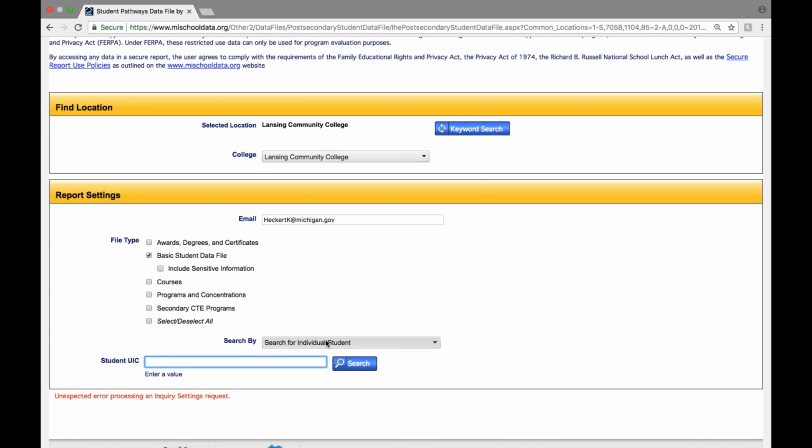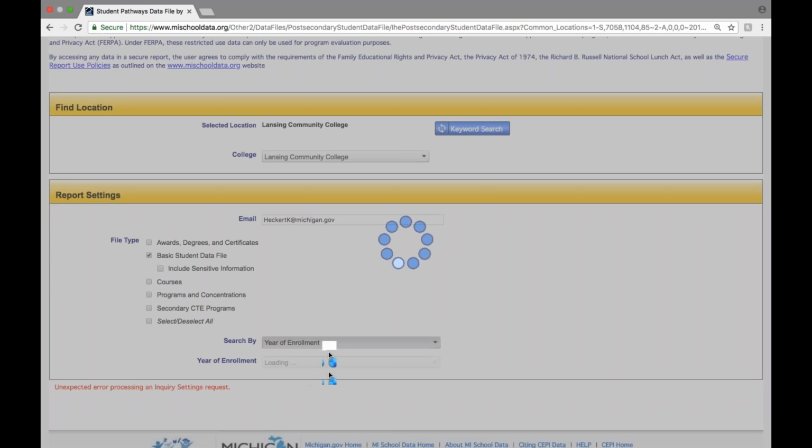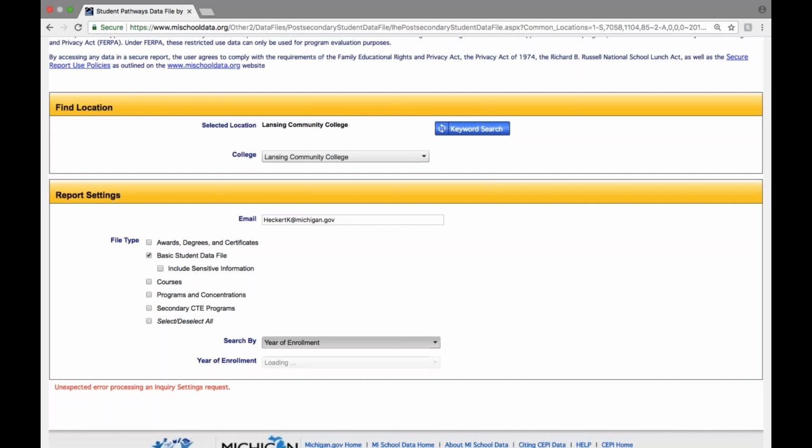I can search for an individual student. I know one student who was at Lansing Community College, and I want to know where they ended up going. They talked about going as far as a doctoral program, and they were starting their education at Lansing Community College. I can look for their UIC here and find... I really wish year of enrollment would work. Okay.